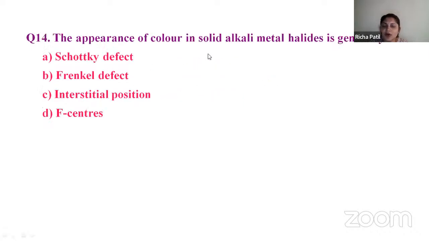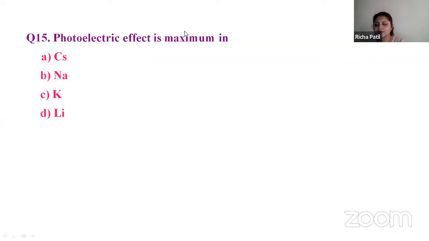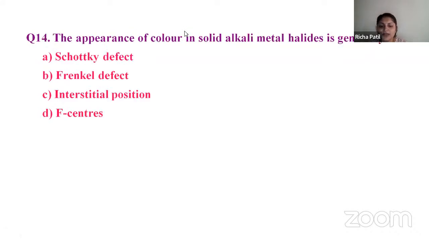The appearance of color in solid alkali metal halides is generally due to what? What is the reason for the appearance of color? It is due to the F centers. The answer is F center. So what do you mean by F center? It is an anionic vacancy, in which unpaired electrons will occupy. So it is D, the option, F centers.